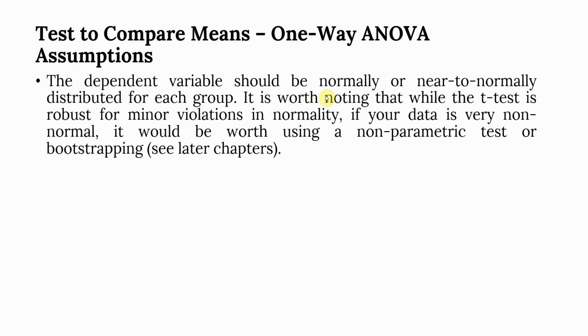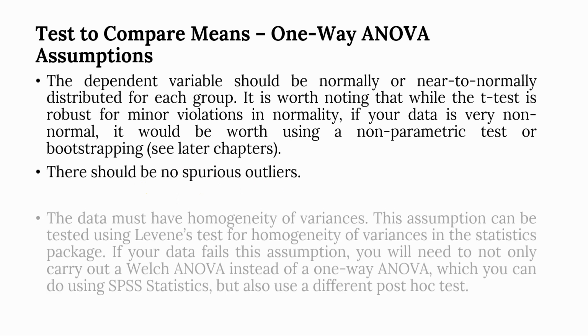Now, your dependent variable should be normally or near to normally distributed. What if the dependent variable is not normally distributed? We are going to use bootstrapping, which we are going to do later. There should not be any spurious outliers, not too many outliers or significant outliers.